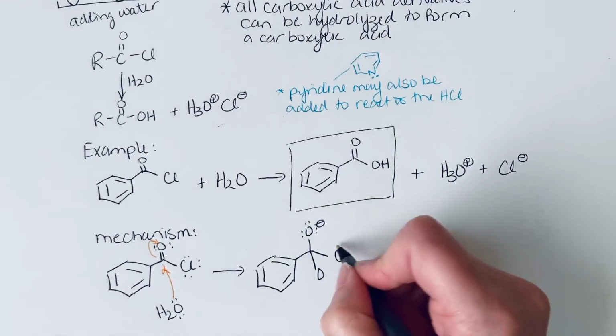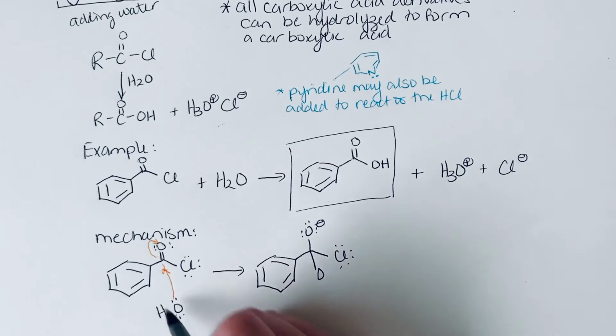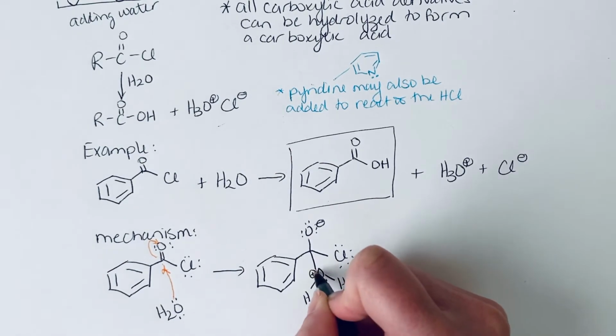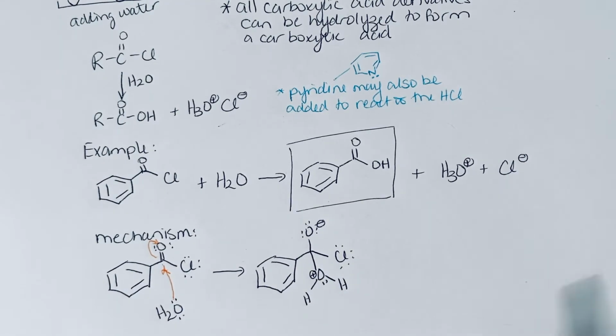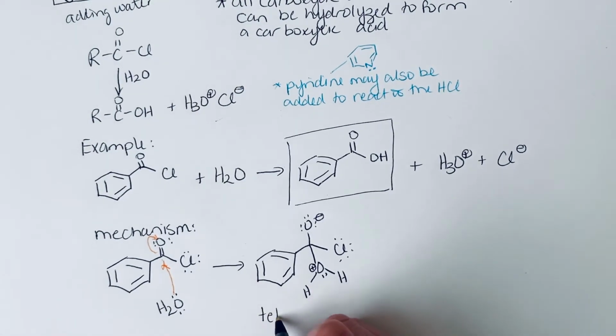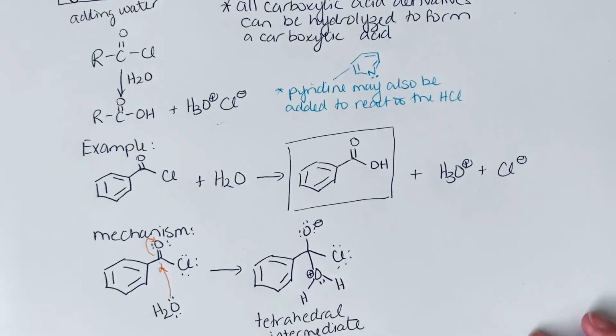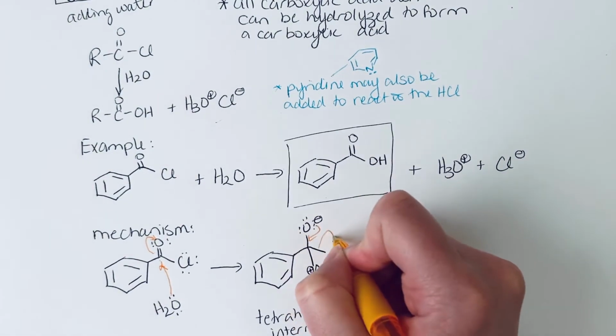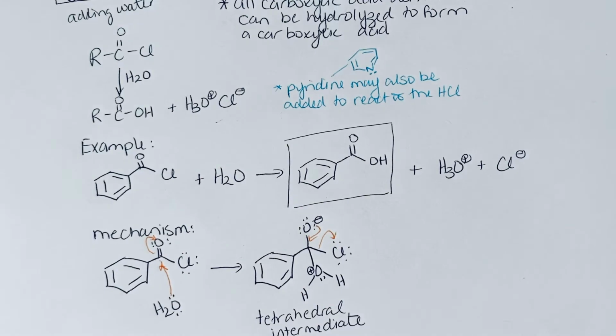And then we have the oxygen with the negative charge, we have the chloride, and then we're going to have the water that we just added. That water still has 2 hydrogens attached to it because we haven't shown a bond breaking one of those hydrogens. So we get this tetrahedral intermediate. We should label this as our tetrahedral intermediate. Okay, and so what we're going to see here is this is going to collapse and kick off a leaving group.